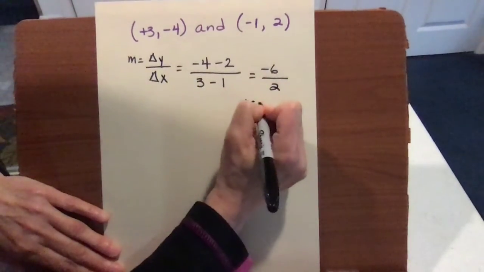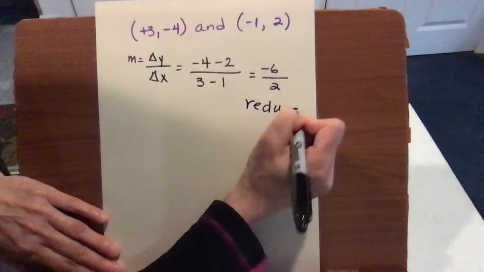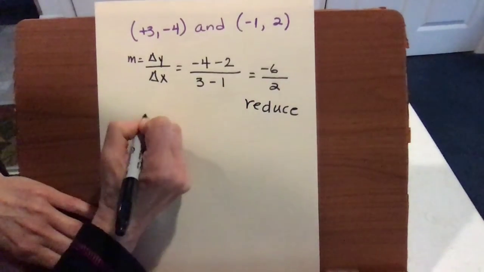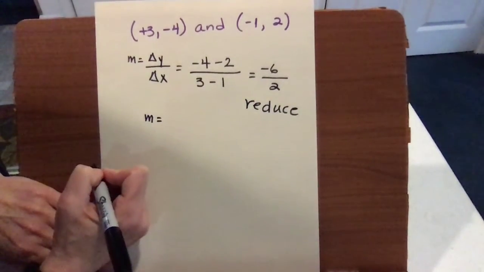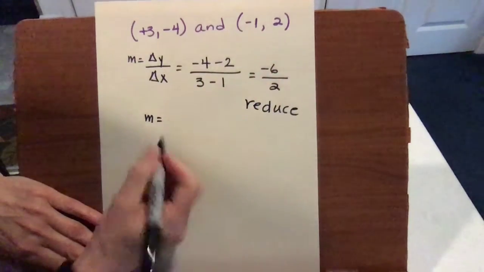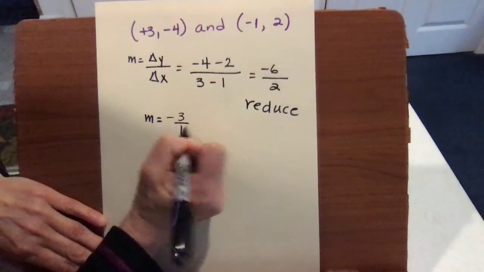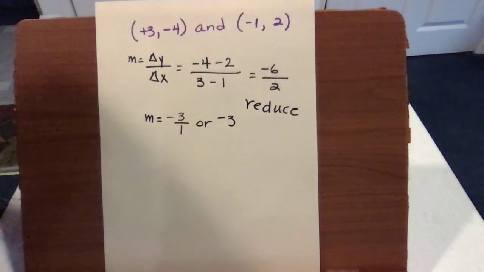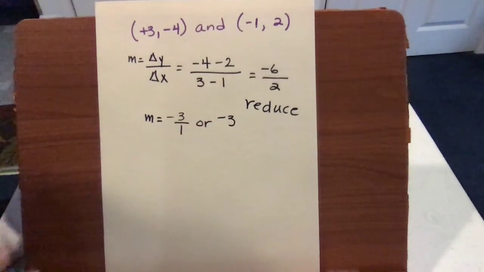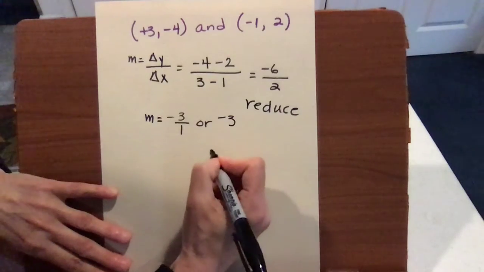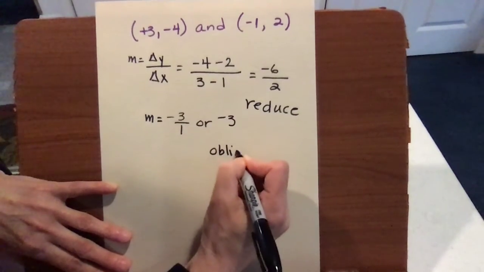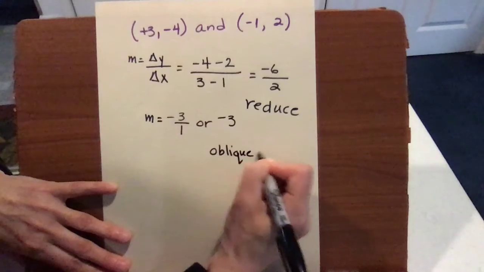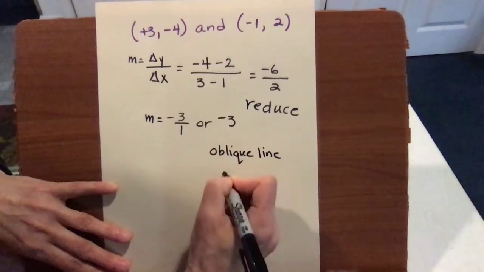And you have to reduce this fraction. So simplify and reduce. -6 divided by 2 is -3 over 1, or we can just say -3. Now this slope is -3, and it tells us that we have an oblique line, a slanted line, and it's decreasing.